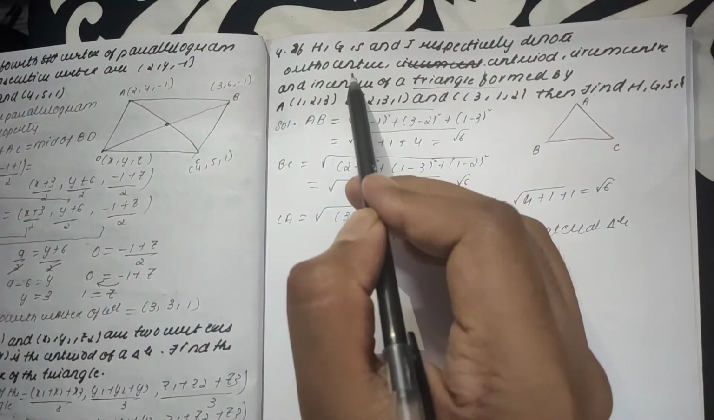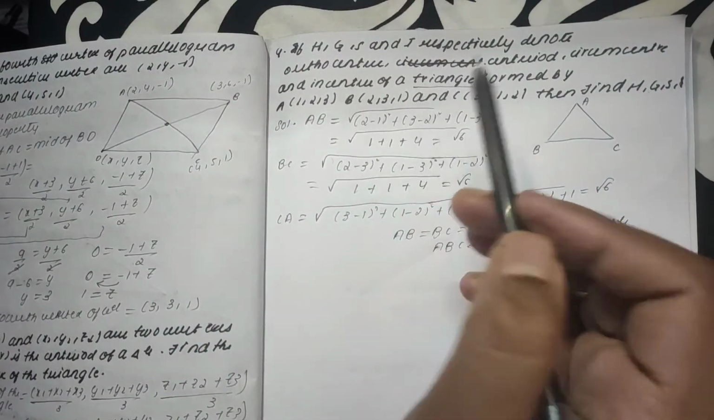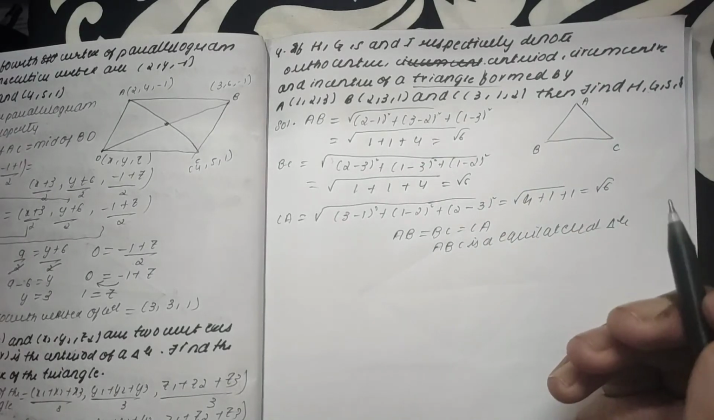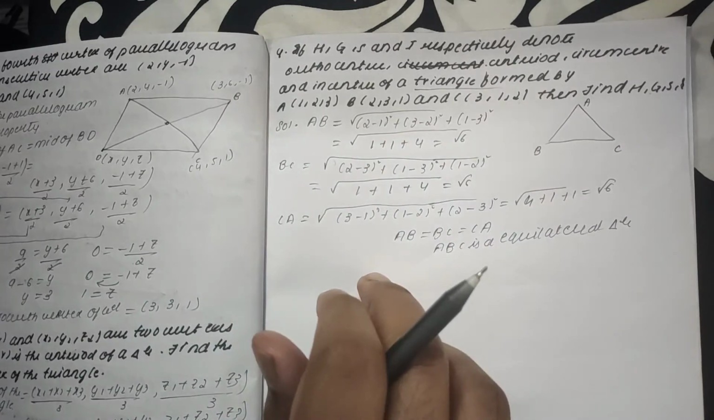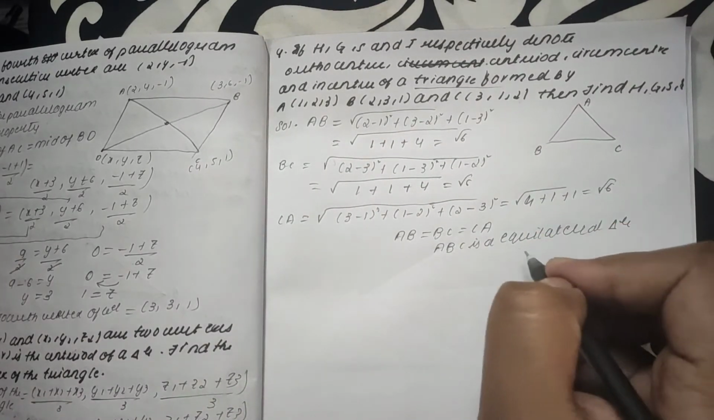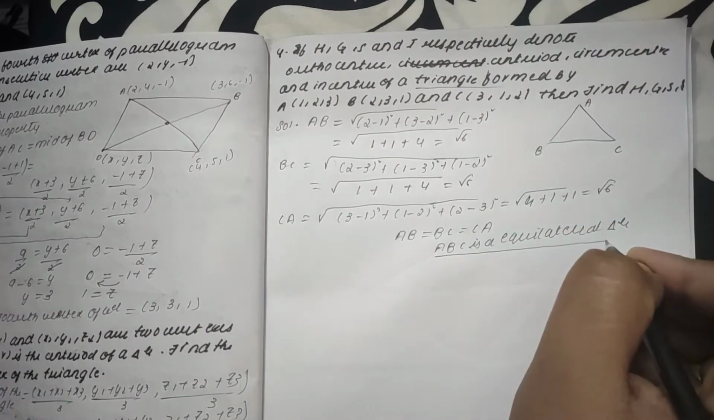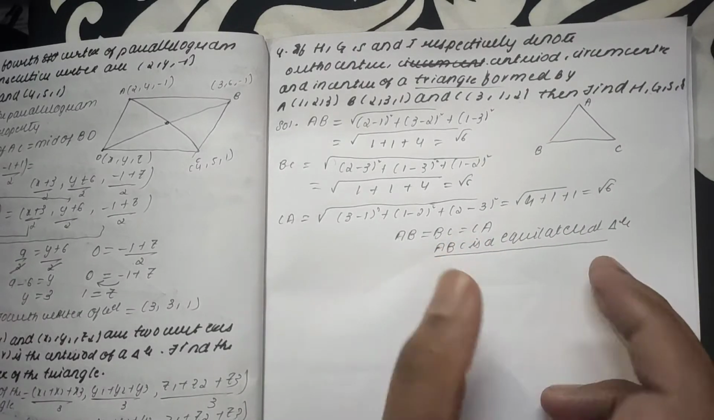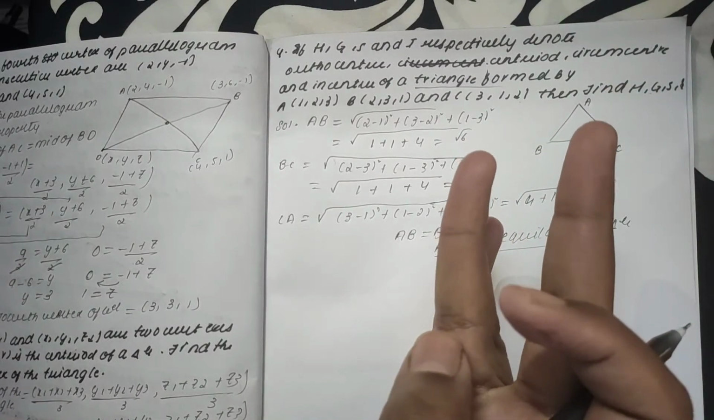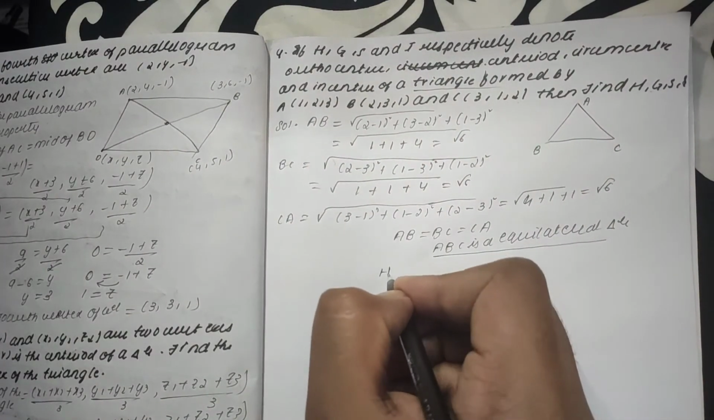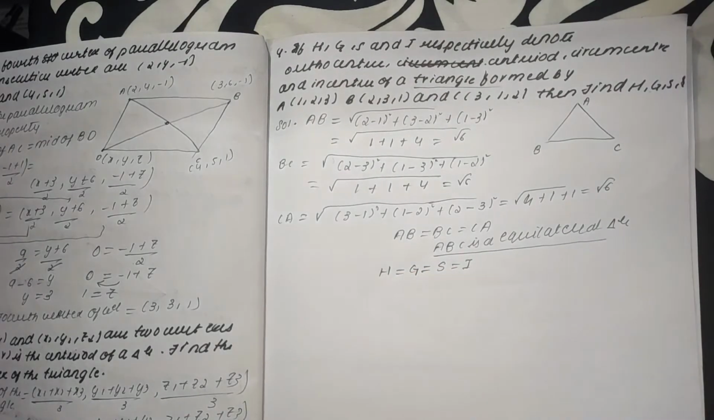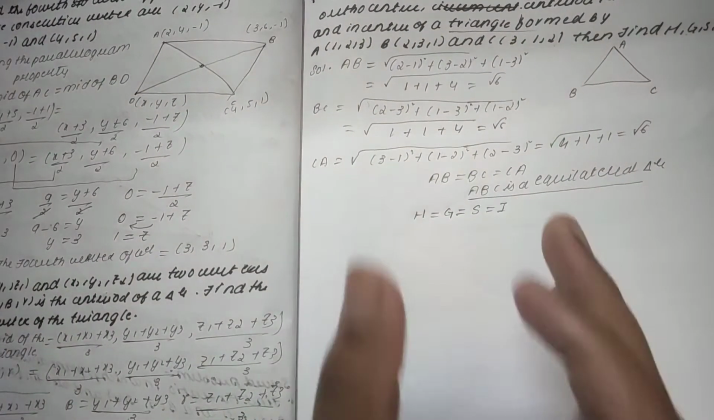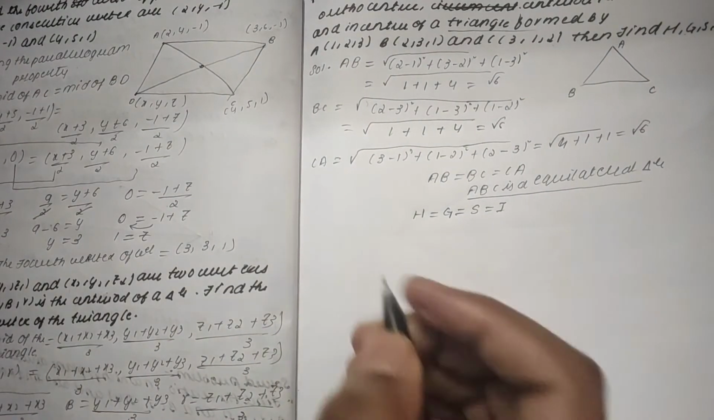The above concepts, orthocenter, circumcenter and incenter, we are going to learn in the chapter straight lines. So for now, solving this sum, ABC is an equilateral triangle. For an equilateral triangle, the orthocenter, circumcenter, incenter and centroid are equal. So H is equal to G is equal to S is equal to I. As we are asked to find the value, find the centroid of the triangle.